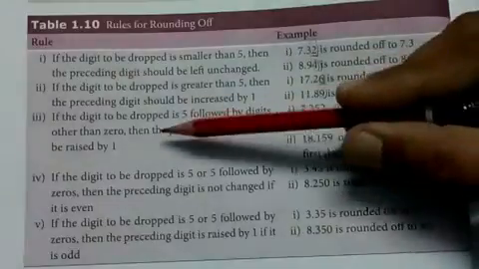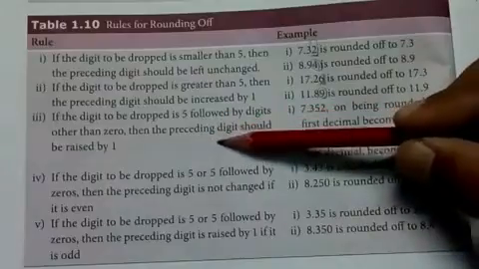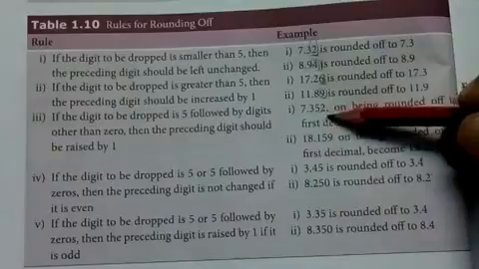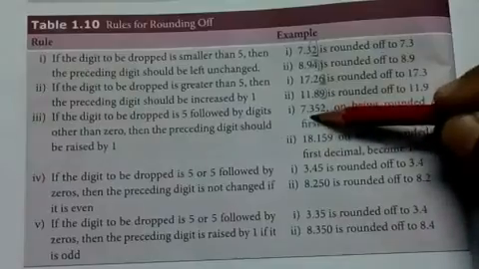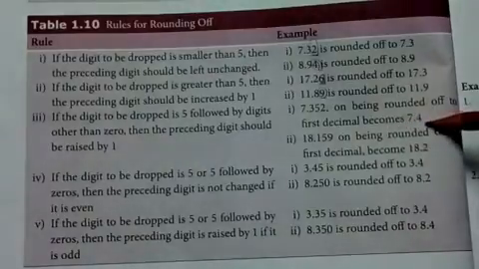Then the third one: if the digit to be dropped is 5 followed by digits other than 0, then the preceding digit should be raised by 1. See this number here, 7.352, on being rounded off to the first decimal becomes 7.4.